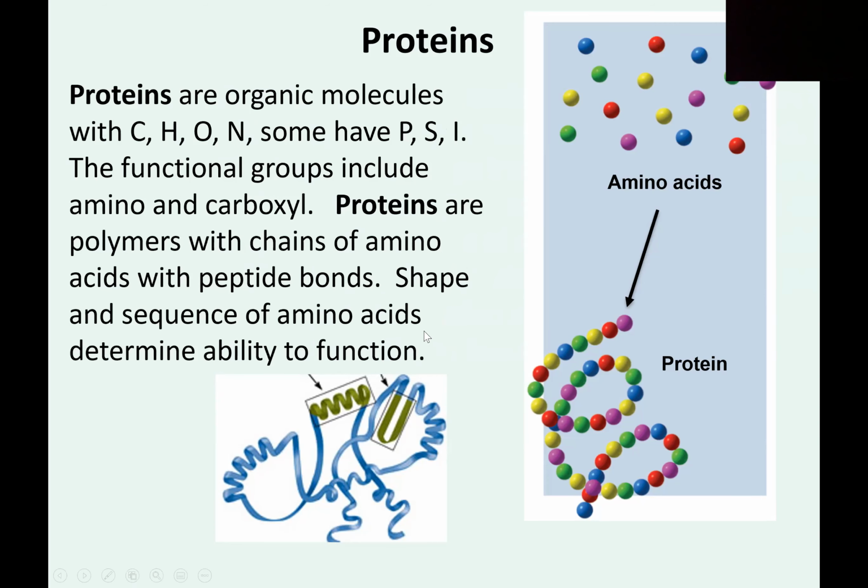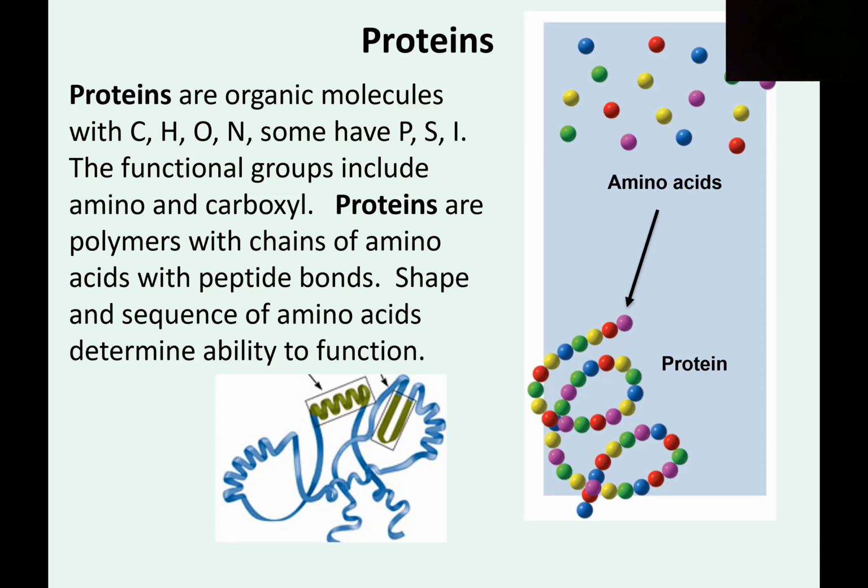So proteins are organic compounds. They have carbon, hydrogen, oxygen, and nitrogen. Some have phosphorus, sulfur, and iodine. They have the two functional groups that are always present, amino and carboxyl. We also define proteins as chains of amino acids. They're a type of polymer. They have a special type of covalent bond called a peptide bond.